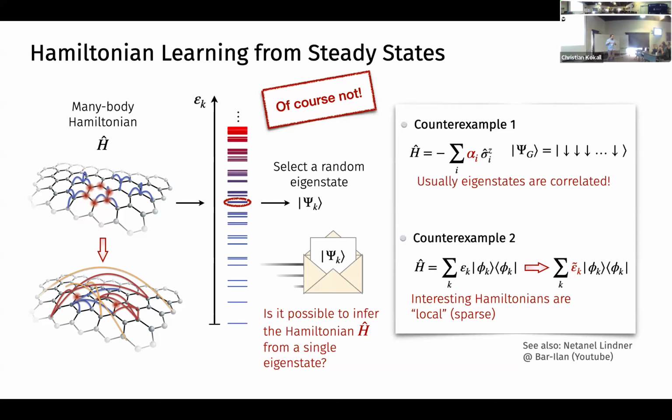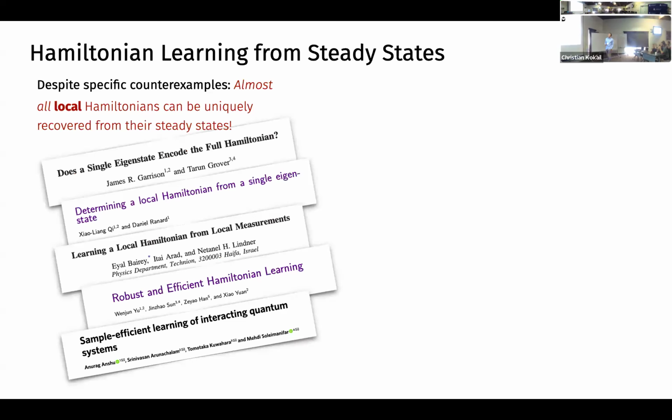And it turns out that if you make some restrictions in terms of locality, if your Hamiltonian is a sum of terms that are geometrically local, it works. You can do this, and it's unique. You can uniquely recover a Hamiltonian from a single eigenstate. Many papers have been written about this. One of the first papers had the title, "Does a single eigenstate encode the full Hamiltonian?" And a month afterwards, I think there was a paper on determining the local Hamiltonian from a single eigenstate.